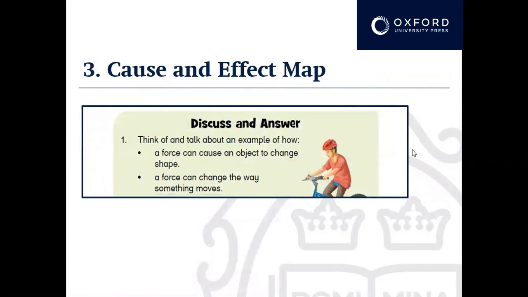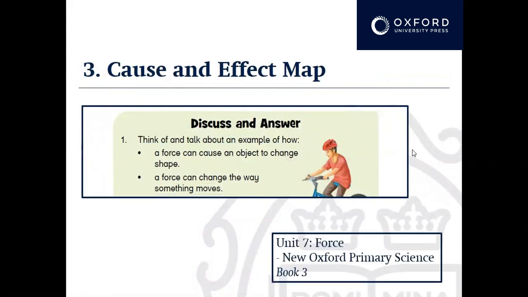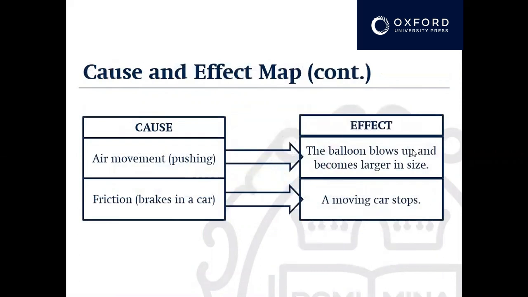Third is a cause and effect map. This is a question from New Oxford Primary Science Book 3. Think of and talk about an example of how a force can cause an object to change shape. A force can change the way something moves. Let's take a look at an example cause and effect map. The cause is air movement or pushing, and the effect is the balloon blows up and becomes larger in size.